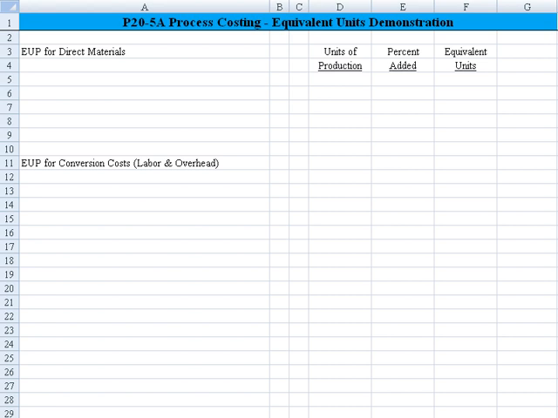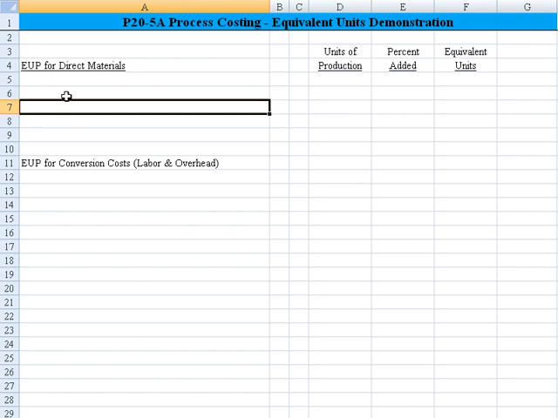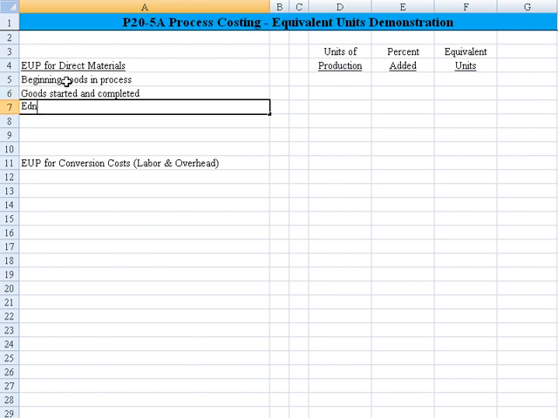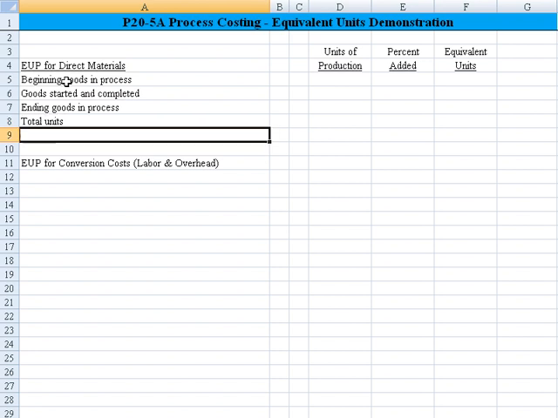Okay, so now I've moved over to the other sheet, and I've got most of this information lined up for us. So the equivalent units of production for materials. Well, we would start off with the beginning goods in process. This is sort of the standard way you apply this. Then you would list the goods started and completed, and then you would consider the ending goods in process. When you're done with that, you would have total units. Now let's indent the total units so that we know that that's a total.